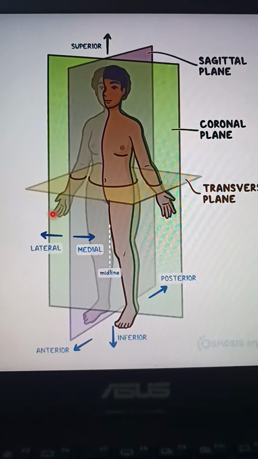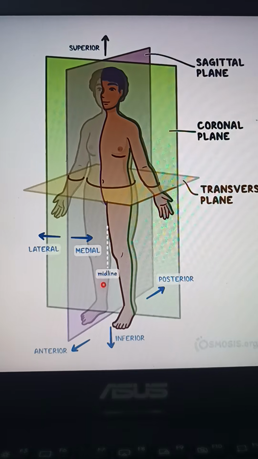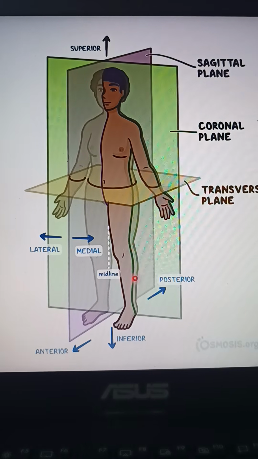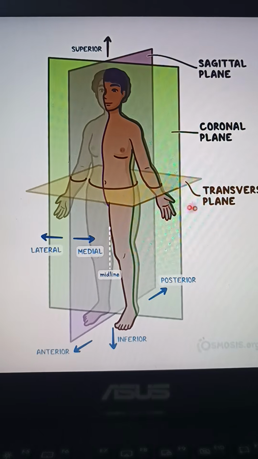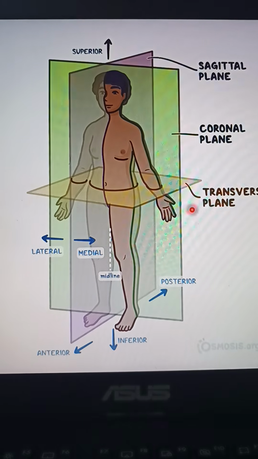The palms are facing forwards or supinated. The feet are slightly apart and parallel. And that's the right hand and the left hand of the person.